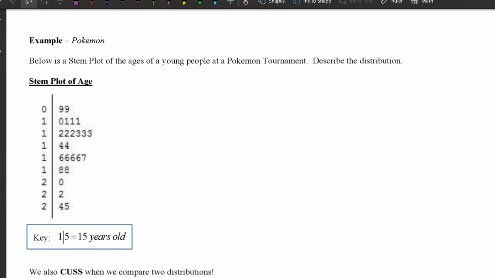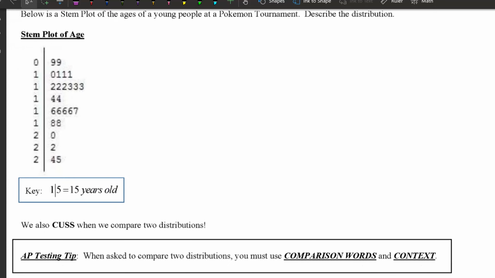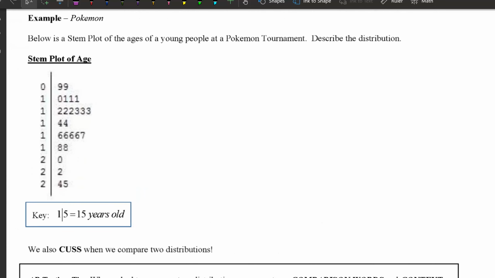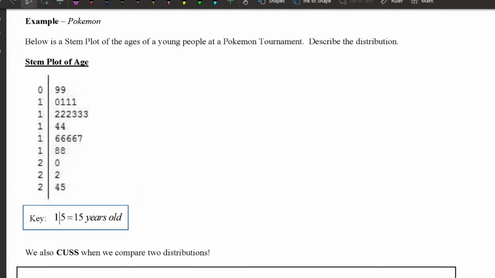Example. Pokemon. Below is a stem plot of the ages of young people at a Pokemon tournament. Describe the distribution. So we got split stems. Now these are actually split into twos. This is 10 and 11. This is 12 and 13, 14 and 15, 16 and 17. So each of these has got two numbers in it, I guess. So we're going to describe the distribution. We're going to do so with context.